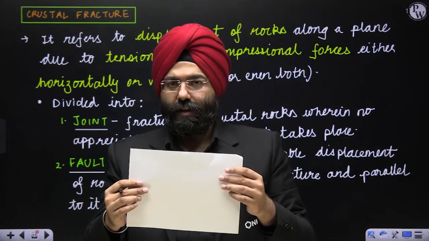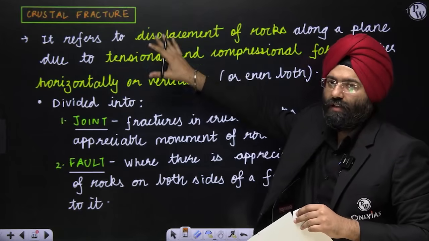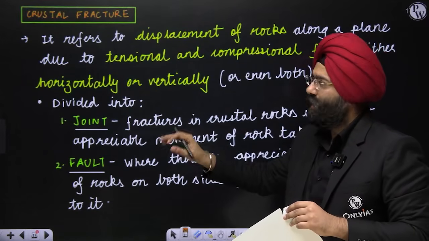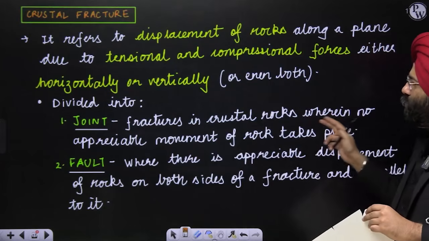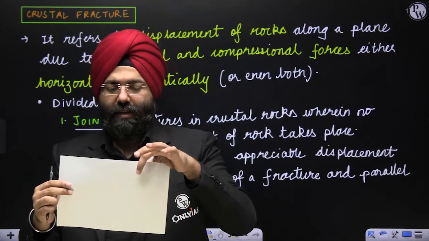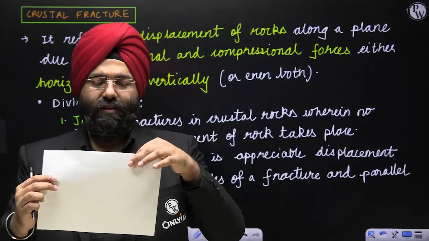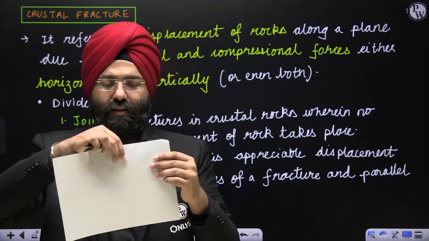Right? Now, see here. In order to understand this, you need to understand two phenomena. So, joint fractures in the crustal rocks wherein no appreciable movement takes place. Now, let us assume these cracks that have formed are like joints, because right now there is no movement taking place. Again, see, let us take a little more.